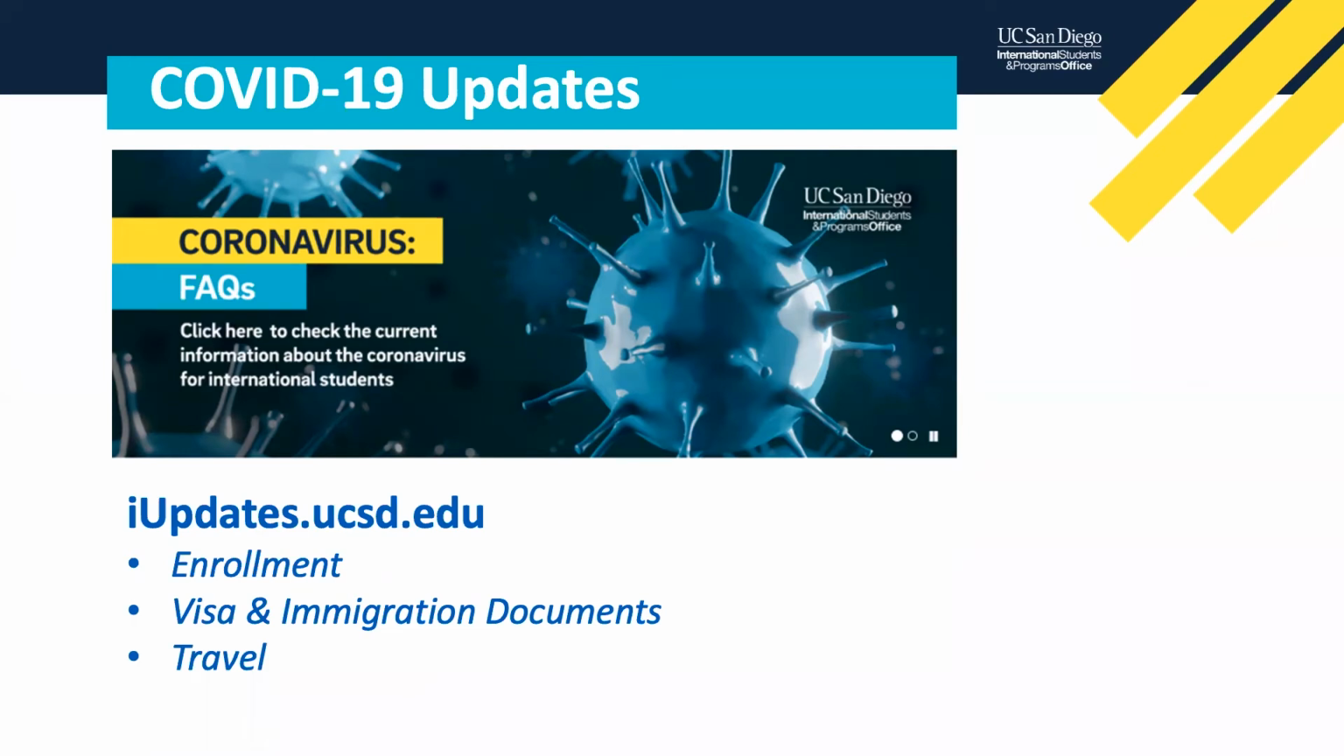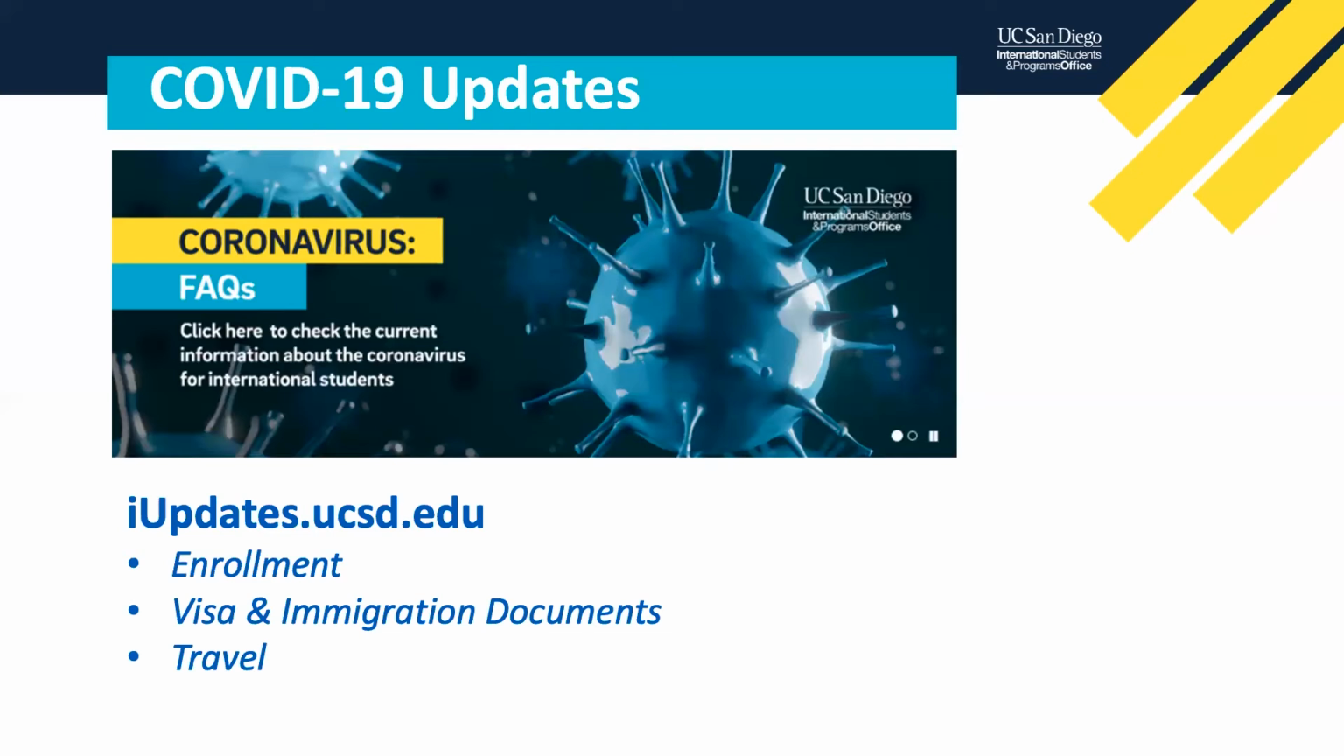So please keep an eye out for emails that we will be sending you, and website updates. Most importantly, on our iUpdates page, you can see here, iupdates.ucsd.edu. We have current information about enrollment, visa and immigration documents, and travel that will be updated as we learn more about fall 2021.